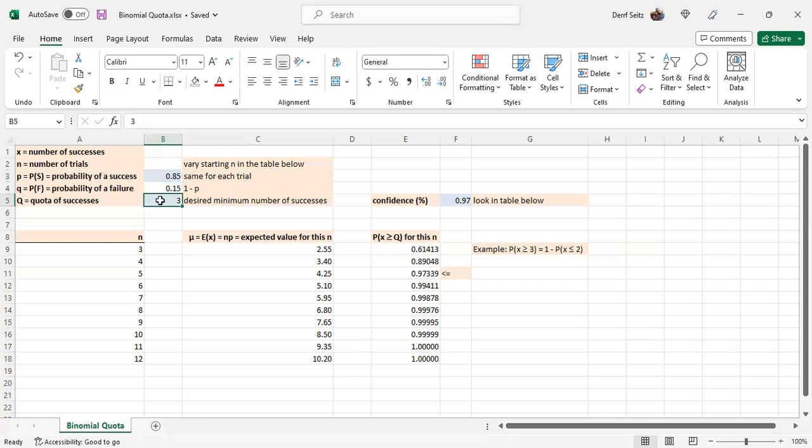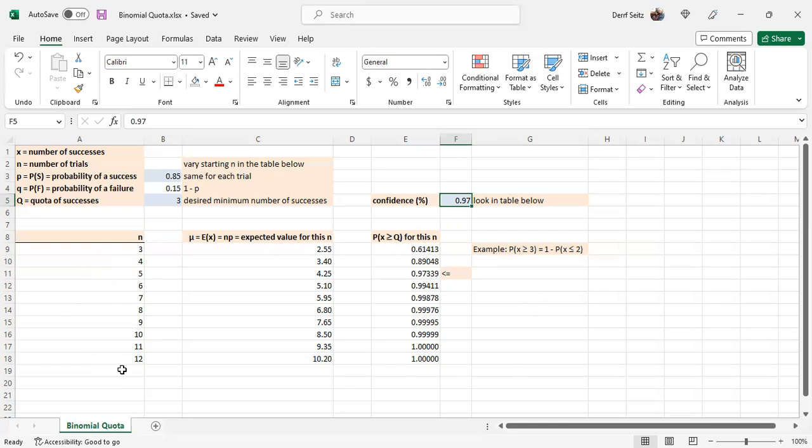You also need to enter your quota that you want. You want 3 successes out of the n trials. That's your quota. Desired minimum number of successes, at least 3. If you get more than that, that's fine. But you're looking for the minimum. And your level of confidence for this quota.